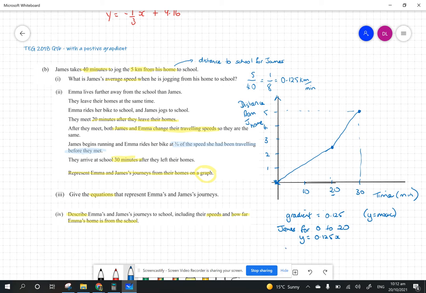Okay, at 20 minutes, the y value, if you put it in, comes out to be 2.5. So you know that here he's going to be at 2.5 kilometers away from home. So this point here is the point (20, 2.5). This point here is the point (30, 5). And I do all of these in terms of coordinates. Okay, so now you have James's journey.